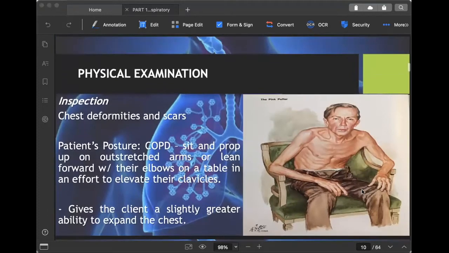In terms of your physical examination continuation, we have chest deformities and scars, and you always notice this with patients who have COPD. This is their most comfortable position: they sit and prop up on outstretched arms or lean forward with their elbows on a table in an effort to elevate their clavicle. This gives the client a slightly greater ability to expand their chest. This kind of position, again, is very typical of patients with COPD.